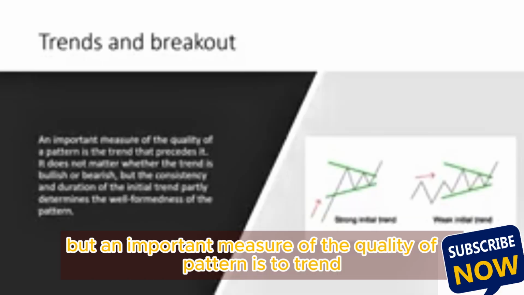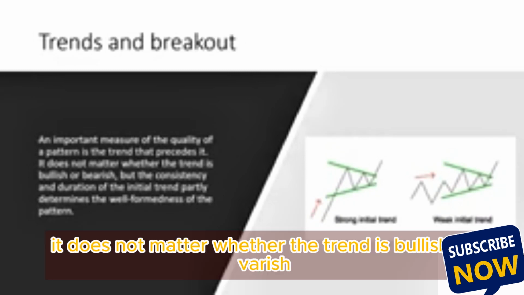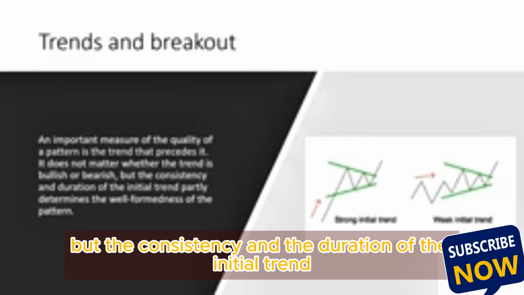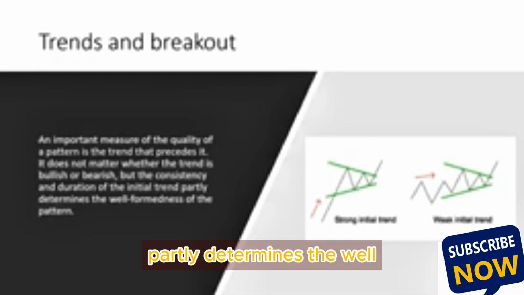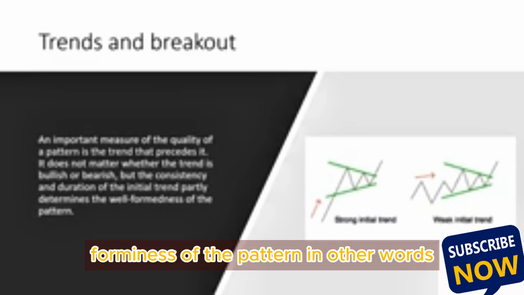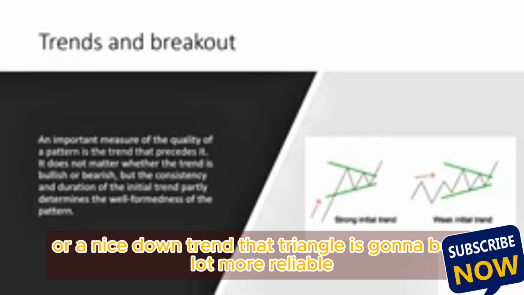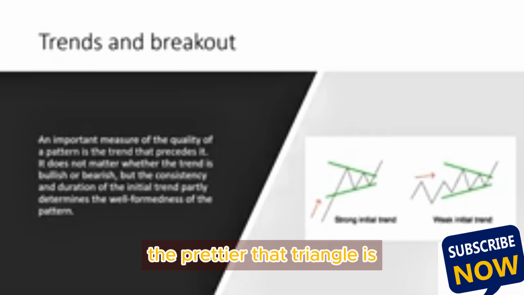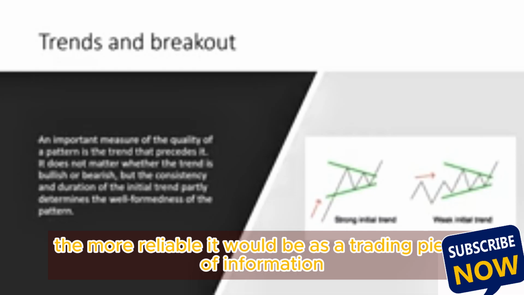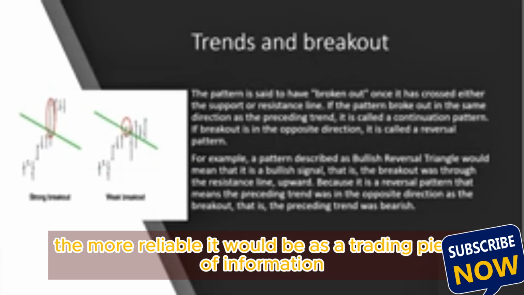But an important measure of the quality of a pattern is the trend that precedes it. It does not matter whether the trend is bullish or bearish, but the consistency and the duration of the initial trend partly determines the well-formedness of the pattern. In other words, if you get a triangle coming off of a nice uptrend or a nice downtrend, that triangle is going to be a lot more reliable. And the more well-developed, the prettier that triangle is, the more reliable it would be as a trading piece of information.